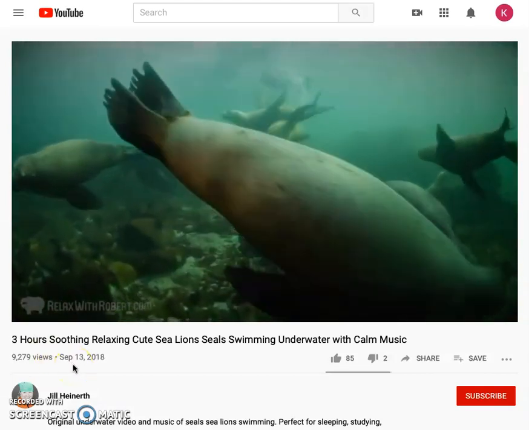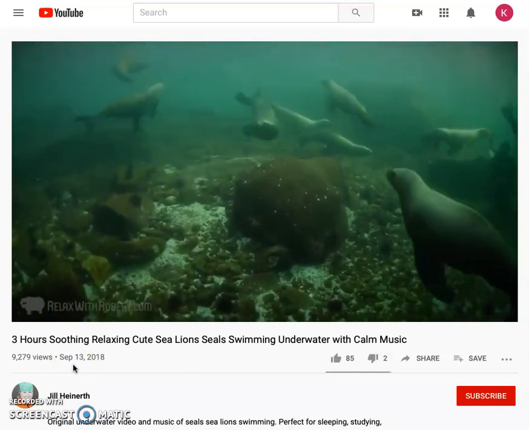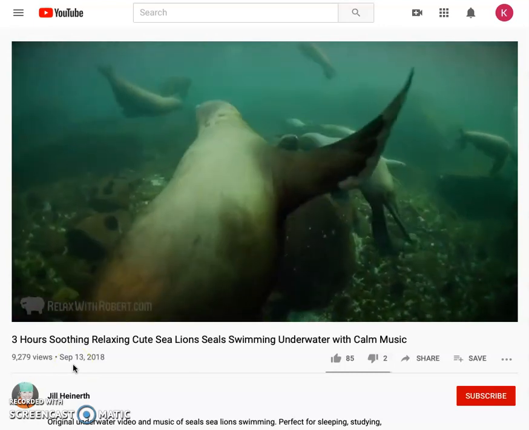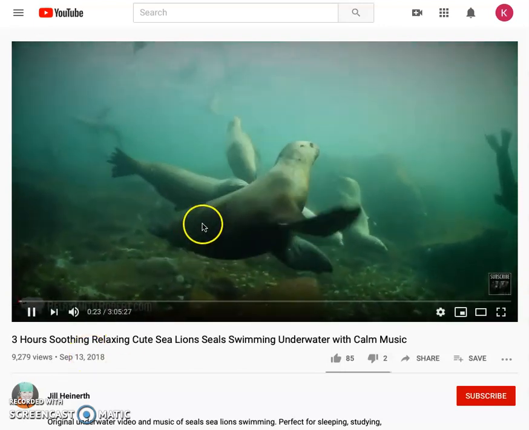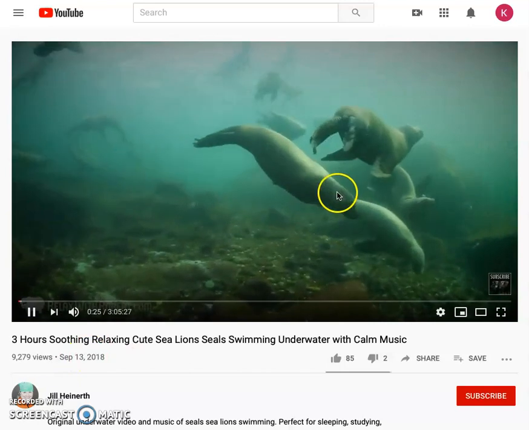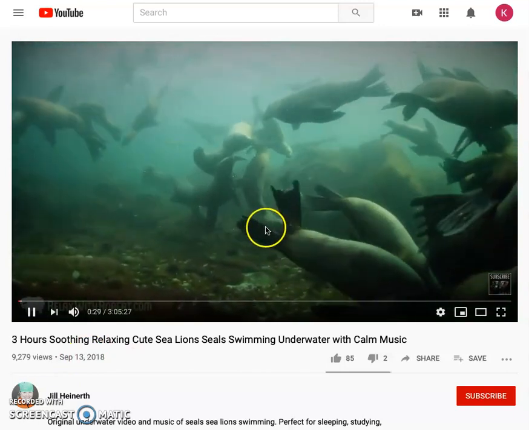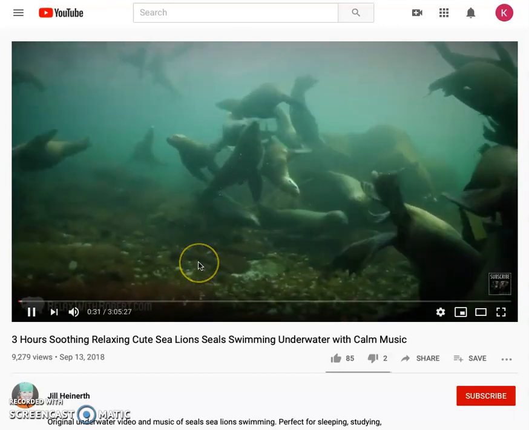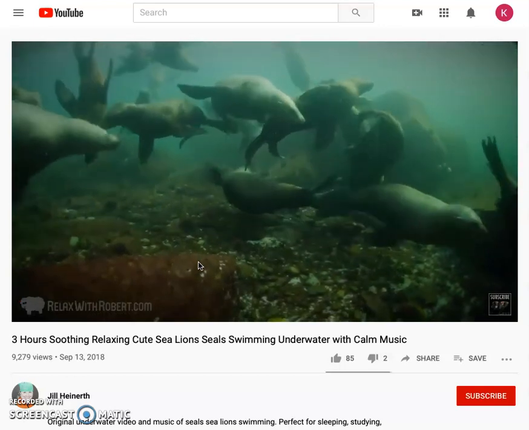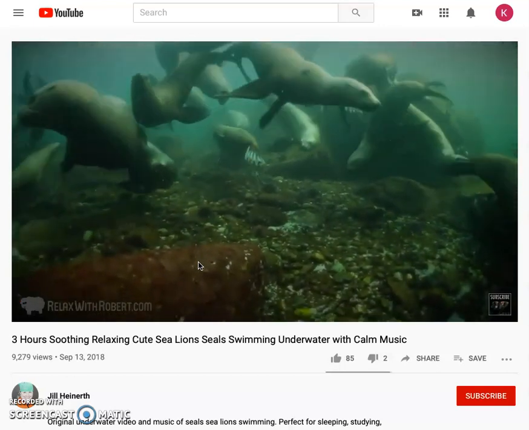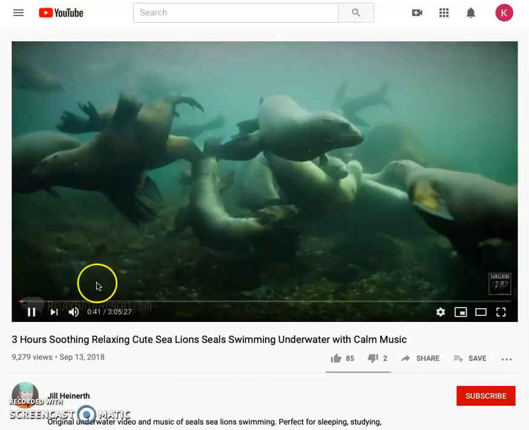All right, so as you'll see from the caption, this is 3 hours of soothing, relaxing, cute sea lions. We're not going to watch for 3 hours, but I do want you to look at the flippers. These are the front flippers. Here are the hind flippers. And then there's just a little nub of a tail. You can see one here. So the tail has nothing to do with locomotion in aquatic species. It's all the front and hind flippers that pull the animal through the water or push the animal through the water.